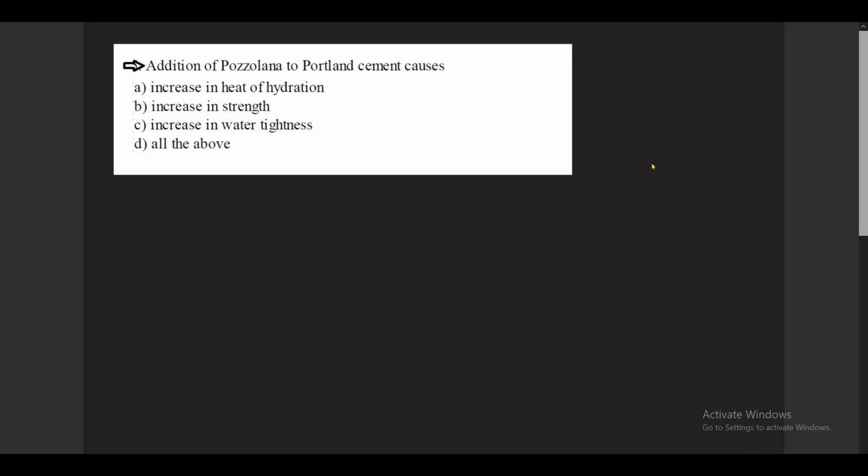Now the next question is: addition of pozzolana to Portland cement causes. Portland cement means the general OPC cement, and when we add pozzolana, what is pozzolana? These are siliceous materials, and they don't have any inherent binding property. But when they are mixed with Portland cement along with water, they gain binding property. They react with calcium hydroxide and form calcium silicate hydrate gel.